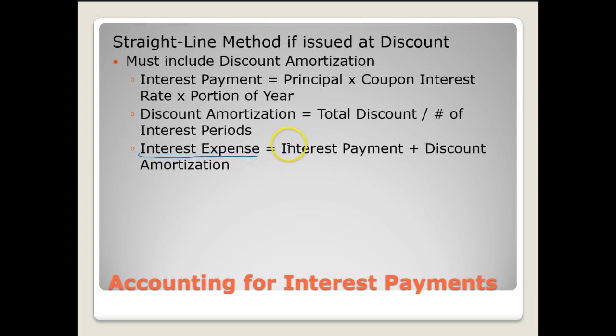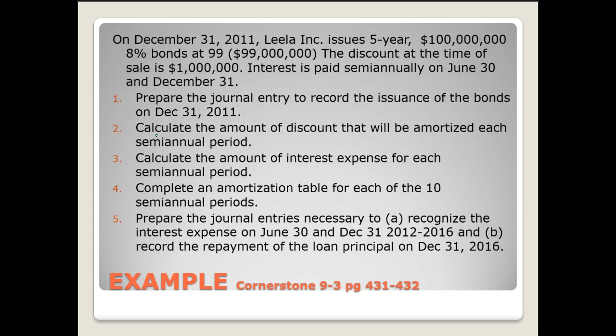The interest expense will be the total of interest payment plus discount amortization. So when you have a discount bond, you can't just assume that the interest payment is equal to the interest expense. It won't be. The interest payment, what actually is paid to the bondholders, is found by this formula here, but we have to add the discount amortization to find out what the interest expense that's booked on the company's books will actually be. So let's look at an example.